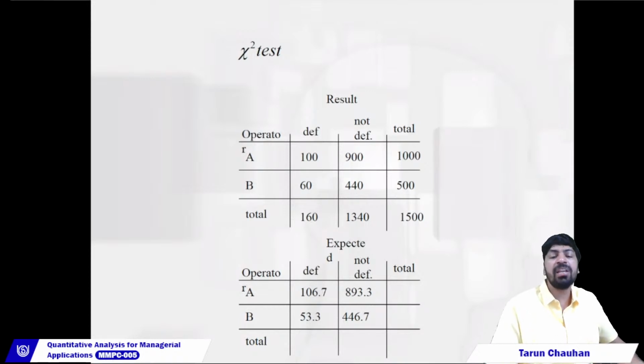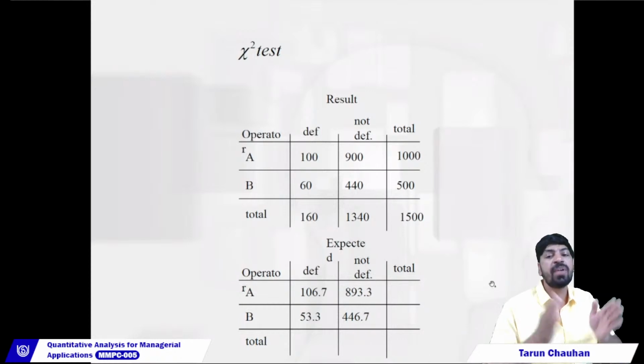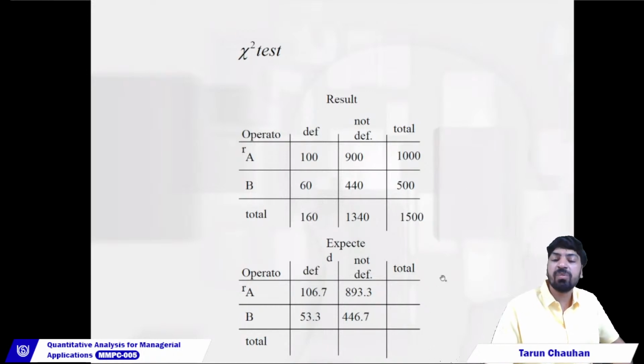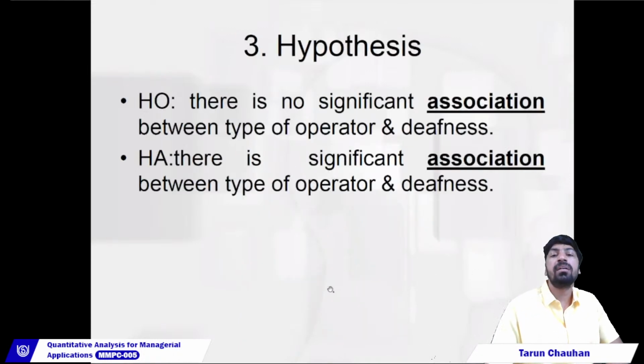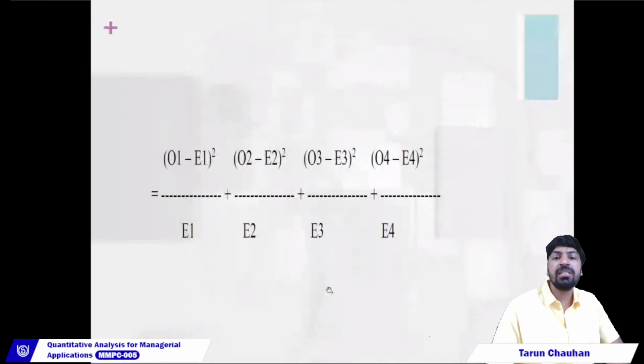You can use any coding of your own. Just use the formula, that is O minus E. Once you subtract all the values, square them, and divide one by one by the expected frequencies, then add them. You will get the calculated chi-square value.